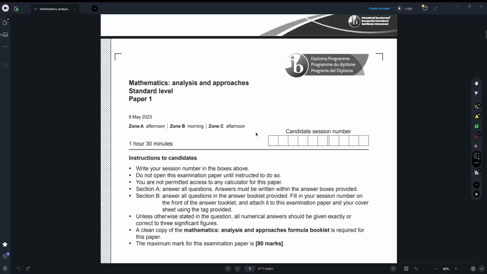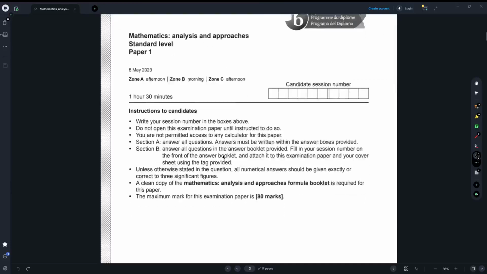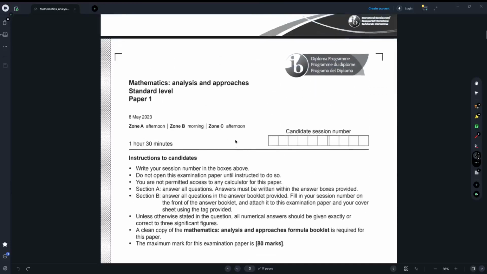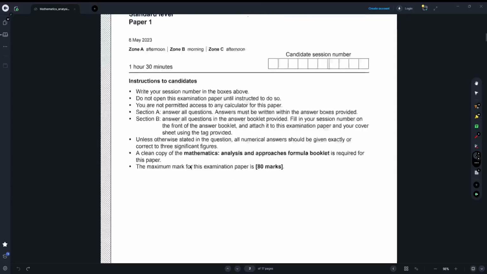Hello and welcome to this paper solution for the Math AASL paper 1, time zone 2. I have not attempted this paper before, but let's get started here. It should be pretty simple.